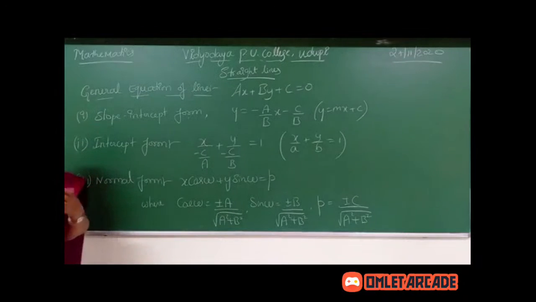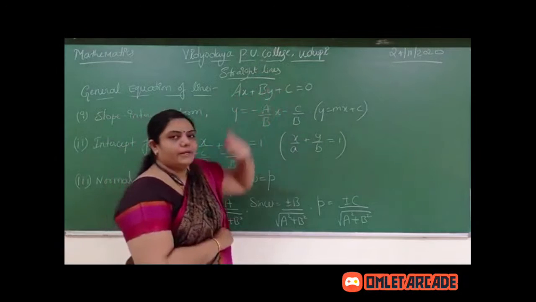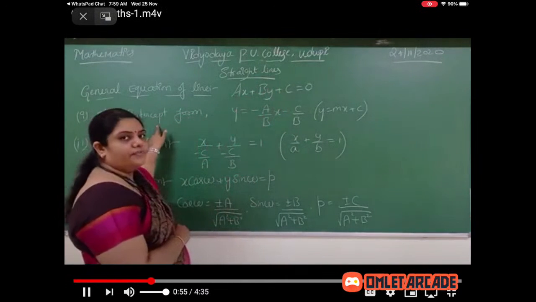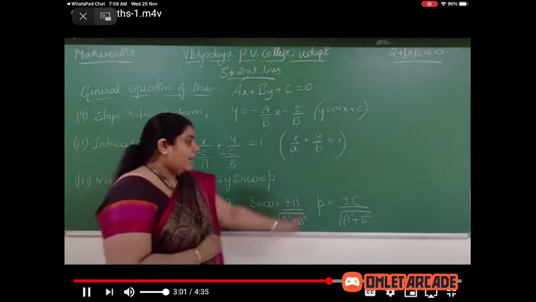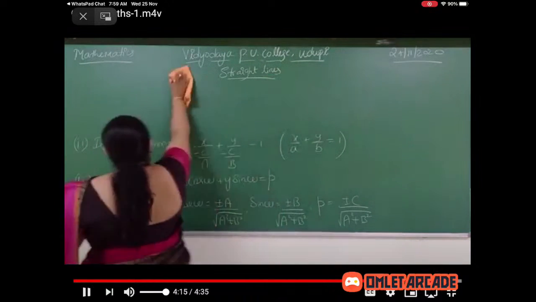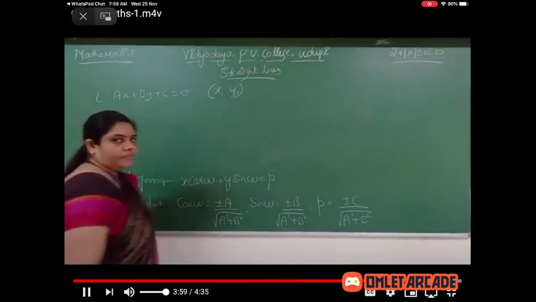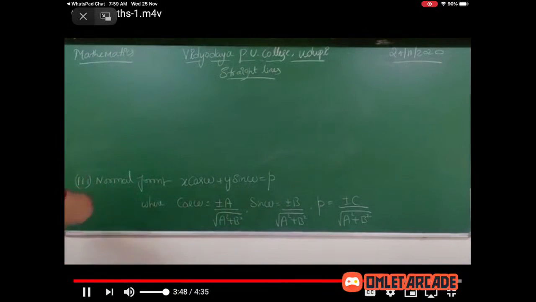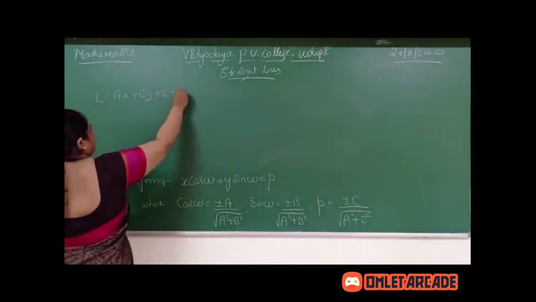I mean, if the equation is given in general form, you should know how to find the equation in intercept, slope-intercept form and normal form. See, if the general equation is ax plus by plus c is equal to 0, then the slope-intercept form will be y is equal to minus a by b x, okay, and p of a square plus b square. This is the form.